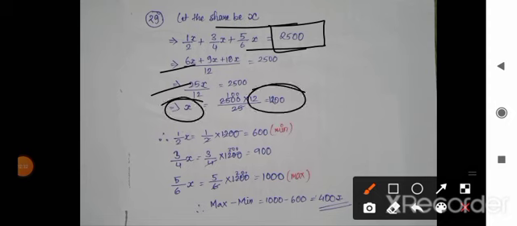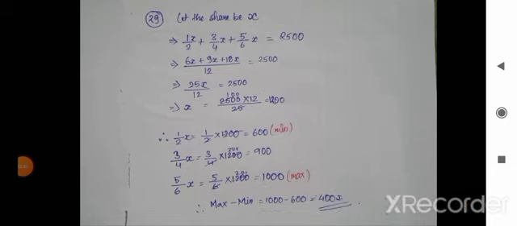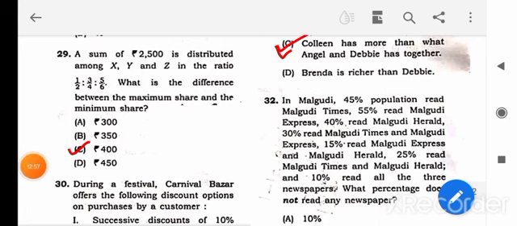Then we will apply all the sums, and the minimum would come 600 and the maximum would come 1000. Then what is asked in the question? Maximum minus minimum, the difference between the two. So 1000 minus 600, and the answer would be 400 rupees. It was easy, no? And thank you, guys. I could not solve every question, but for making the video I am solving each and everything.